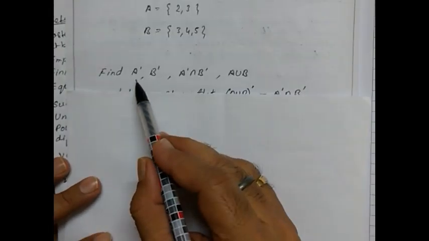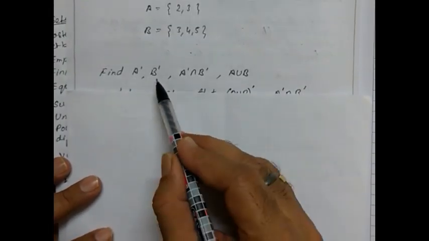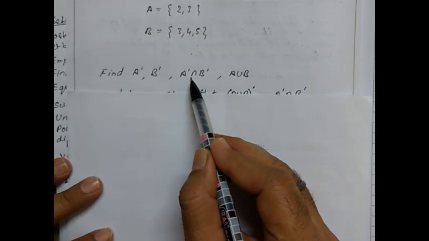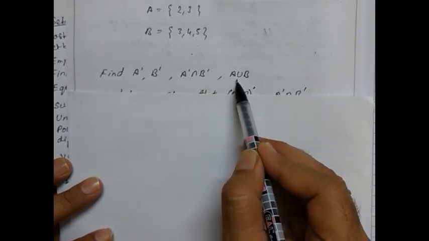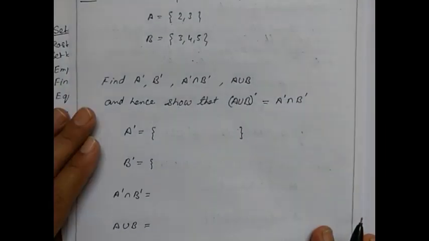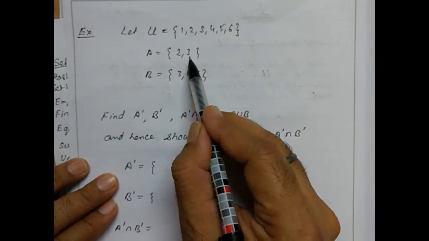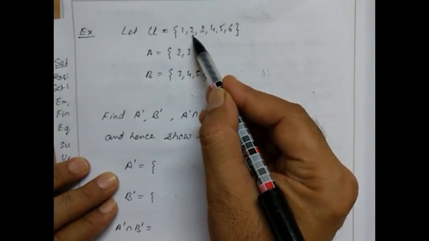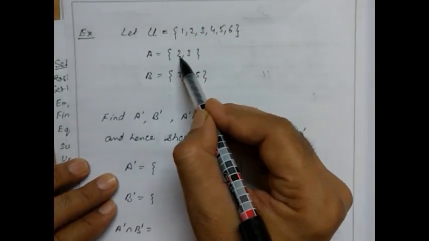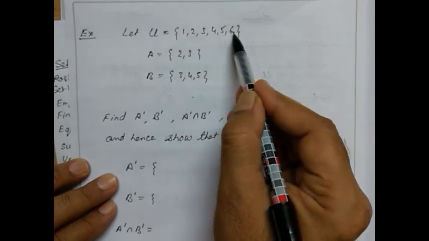Okay, now the question says find A complement, B complement, A complement intersection B complement, A union B. Let's list down as per this. So here it says A complement. In A, what is present? 2 and 3. What is not present, and is present in the universal set? So here, leaving 2 and 3, we will write all the elements.